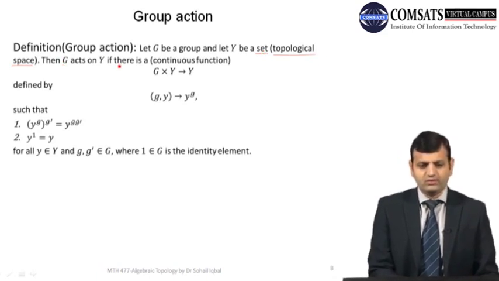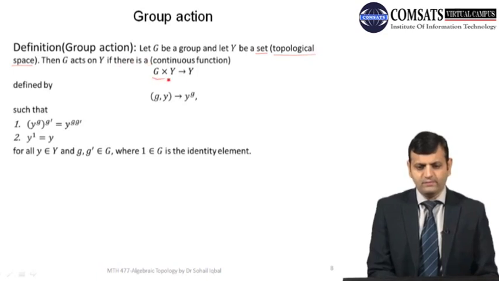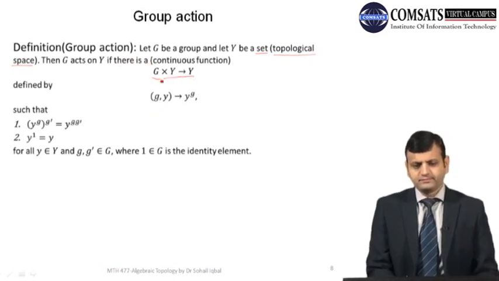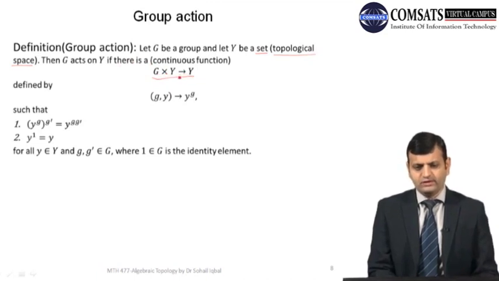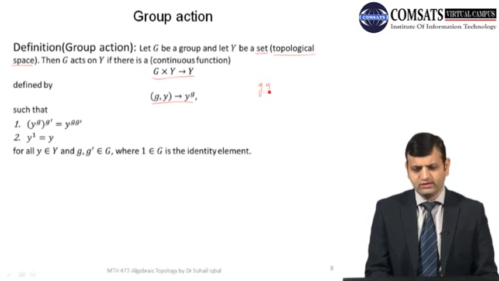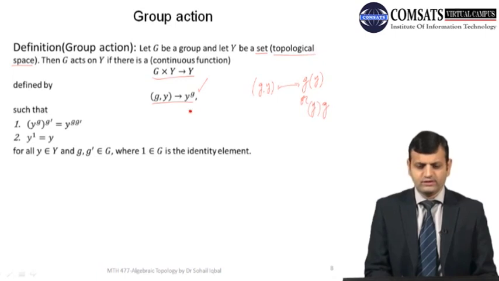Then G acts on Y if we have a map from G cross Y to Y, and we denote the images in this way. There are many books which will just denote these images as gy or yg, but the advantage of this notation is that it will be easy to remember these two conditions.